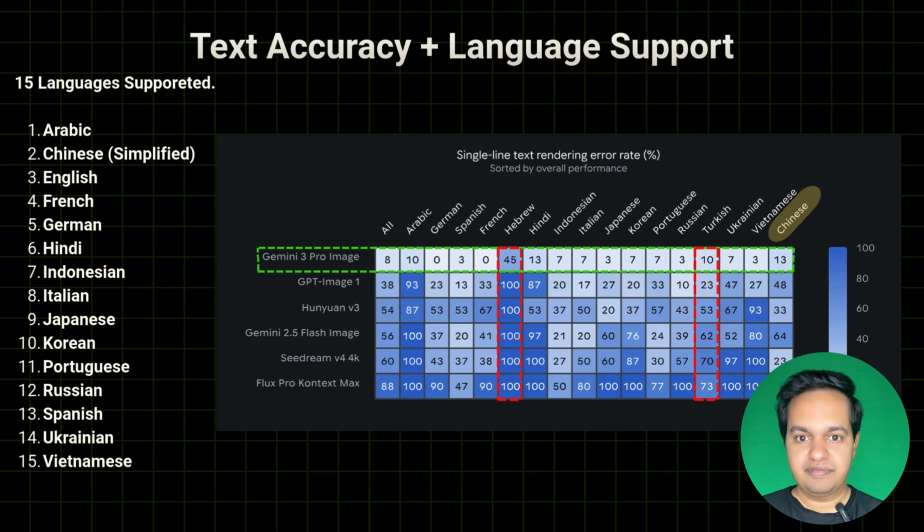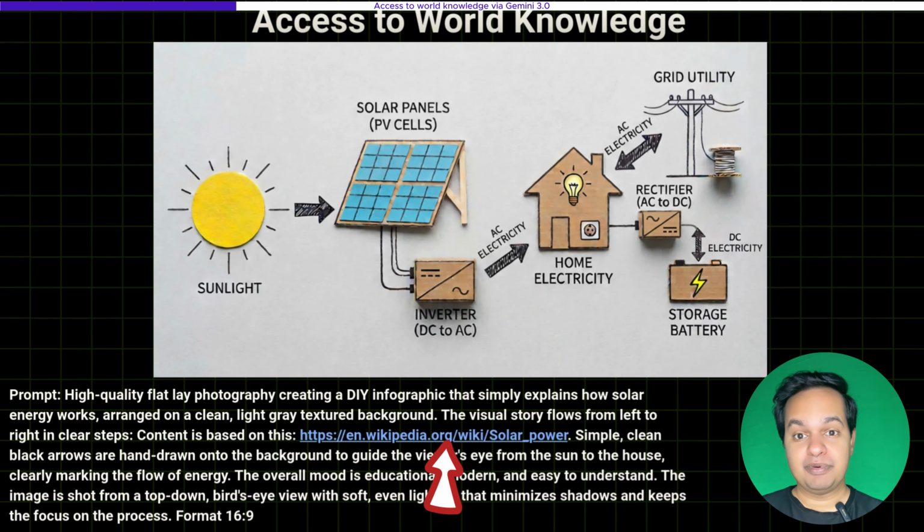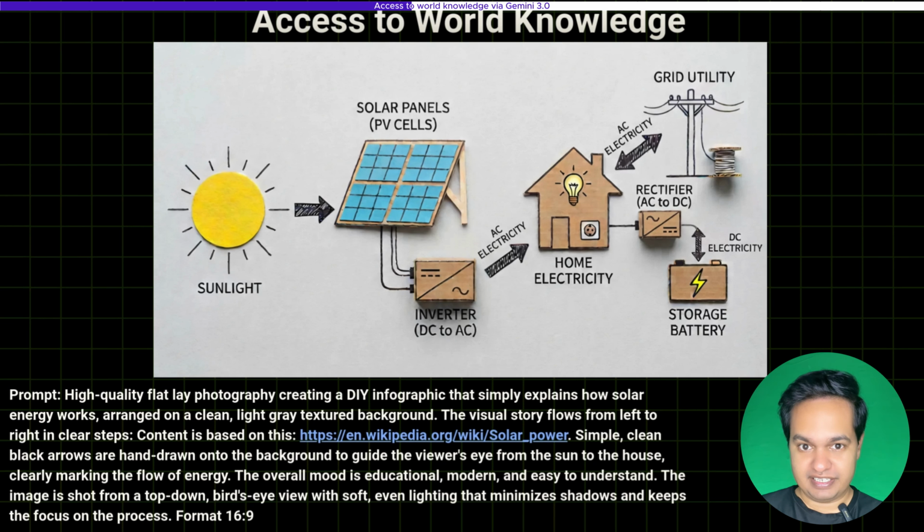With the inclusion of the LLM in the image generation process, the Nano Banana Pro model now gets access to world knowledge through Gemini 3's Google search capabilities. This allows the model to pull factual context instead of hallucinating or guessing. For example, in your text prompt, you can directly provide a link to a web page. Here, the prompt asks the model to create an infographic on solar power by referring to a Wikipedia link, and the output is an accurate infographic based on the details from the page provided.